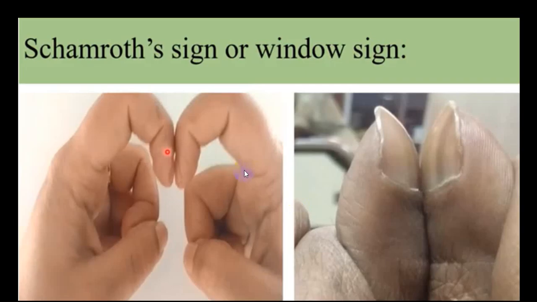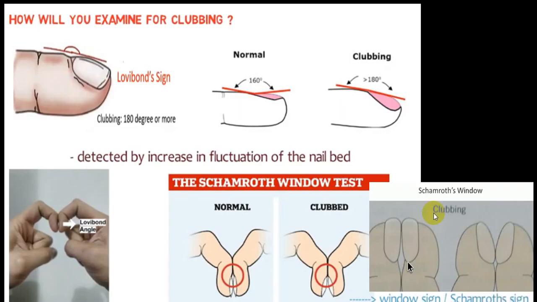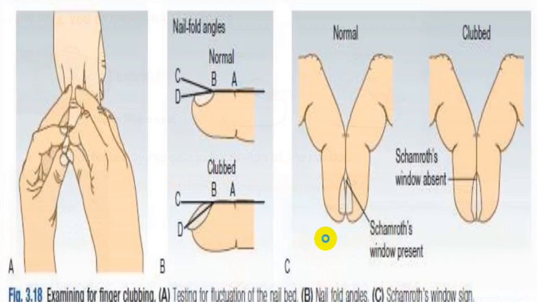You can see clearly here a small gap, a diamond shape, and here because of clubbing that is absent. You can see again, this is the normal gap, here it is absent, so this is clubbing. It is called the Schamroth window sign or Schamroth window test. So that is typical. You can see a gap here, and when you look at the nail bed angle, more than 180 degrees is called the Lovibond sign. This is the fluctuation test. This is the Lovibond angle, more than 180 degrees is the Lovibond sign.